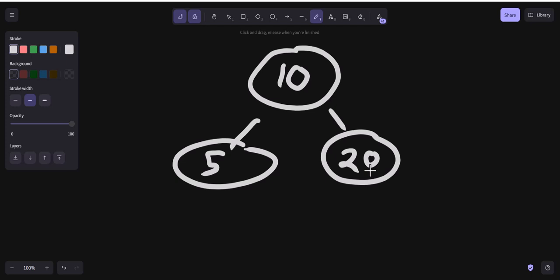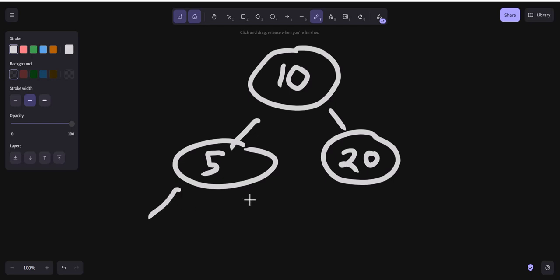Now, as we add more children, we still have to follow the rules. Everything on the left side, from the perspective of the root node, has to be less than 10. Everything on the right, with respect to the root node, has to be greater than 10. No duplicates. For any individual node, the left node has to be less than the parent, and the right node has to be greater than the parent.